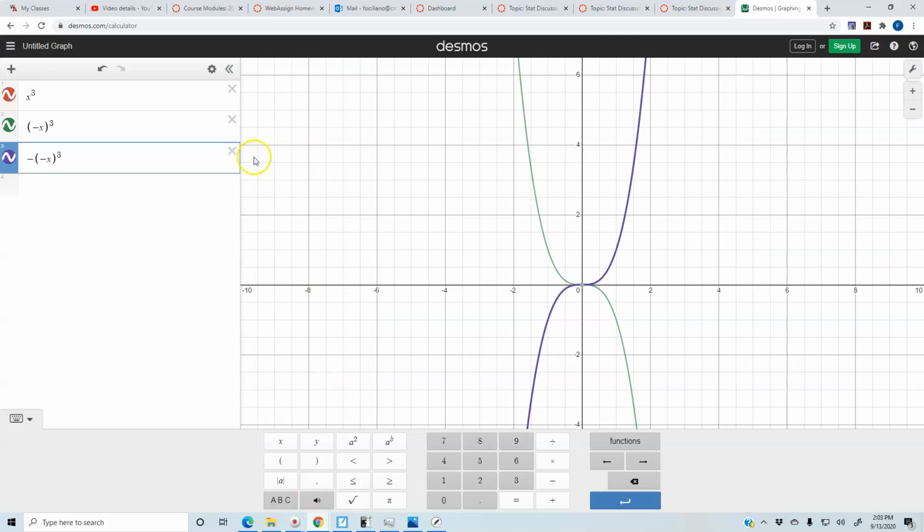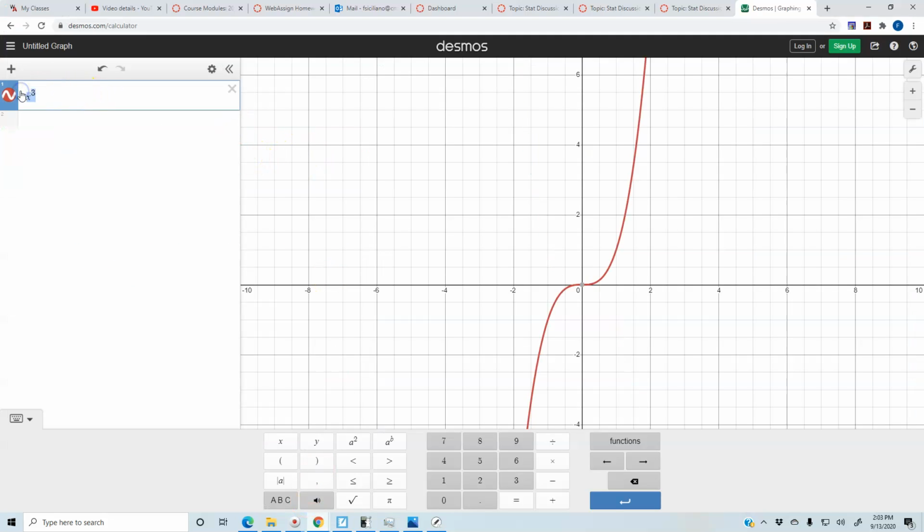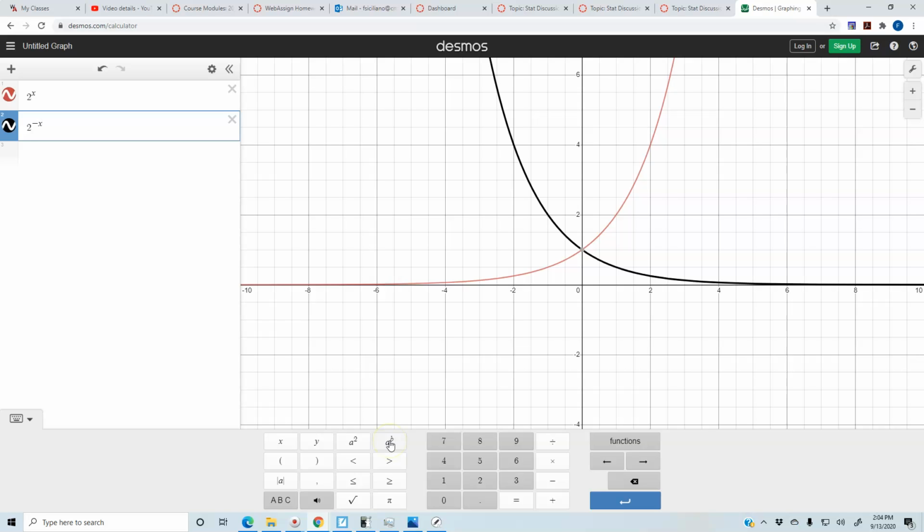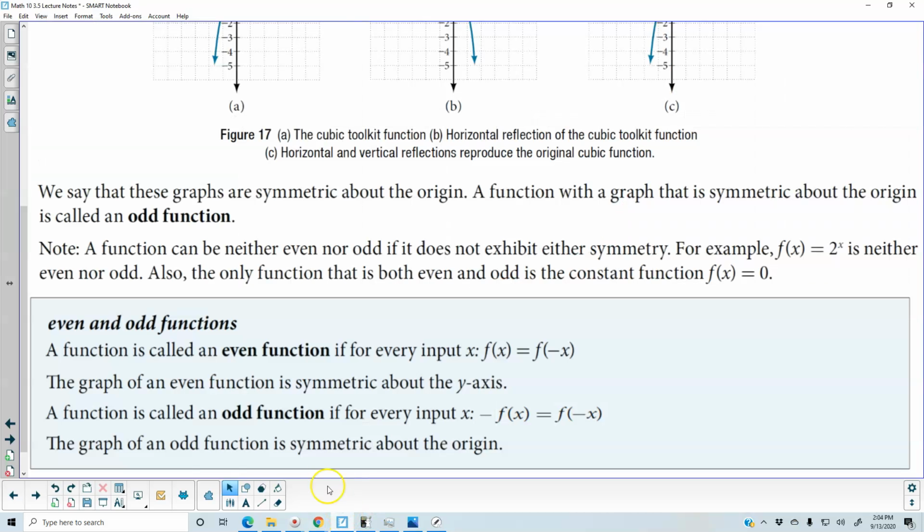Let's take a look at the reason why. If we have 2 to the power of x, we can't reflect this. When we reflect this, let's just try it. So we have 2 to the power of negative x. Now that reflects here. Now, if we apply the negative, negative 2 to the power of negative x, well, now it's down here. So it did not do a full rotation, and it's not reflected around the y-axis.